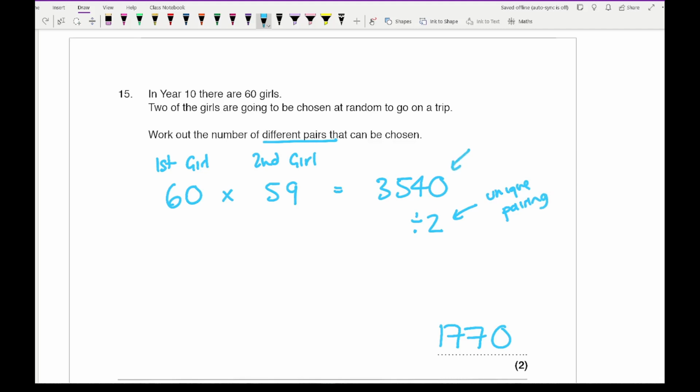And this will include duplicates twice, or 2 duplicates.